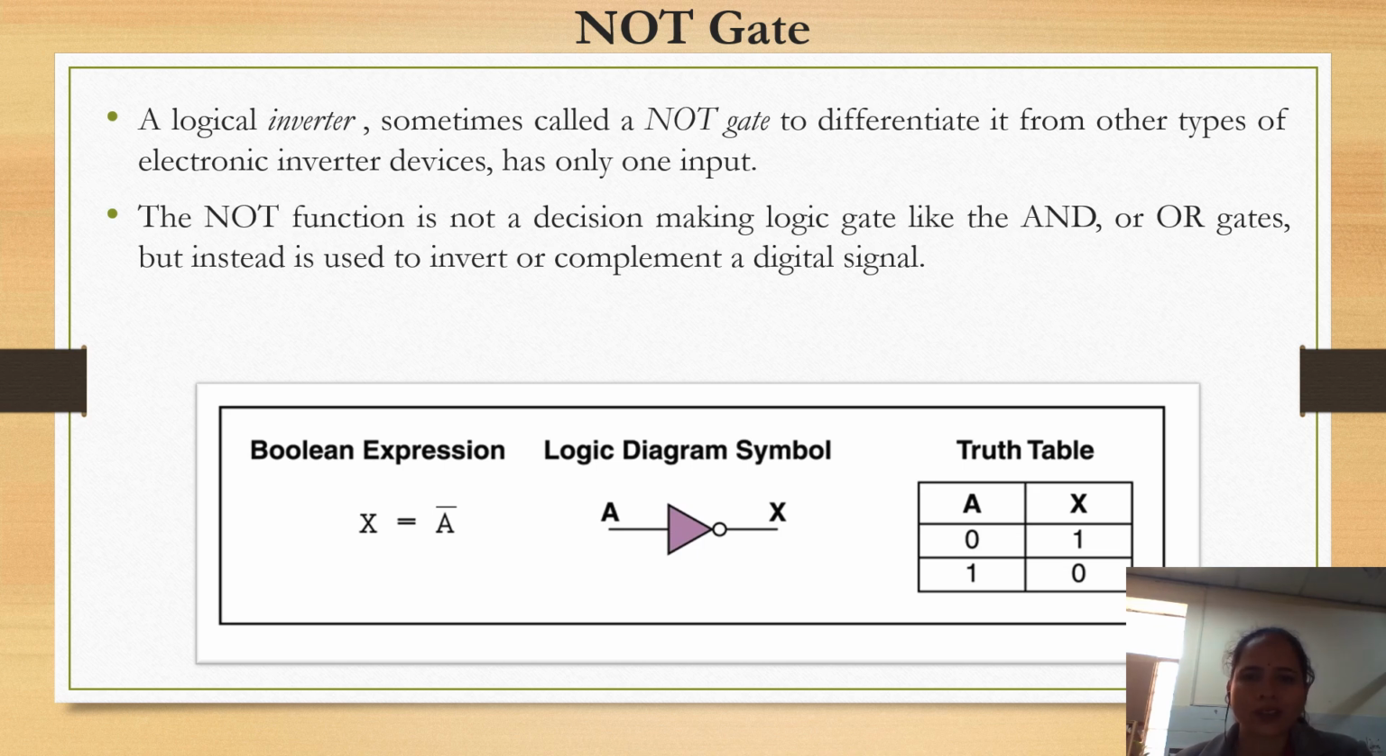Now this is interesting because it takes only one input. What it does is just invert the input. Like if the input is A, it inverts it, and it is represented as X equals A bar. So if the input is active, then the output is deactivated. If the input is deactivated, then the output is activated. Okay, so this is the truth table of the NOT gate.